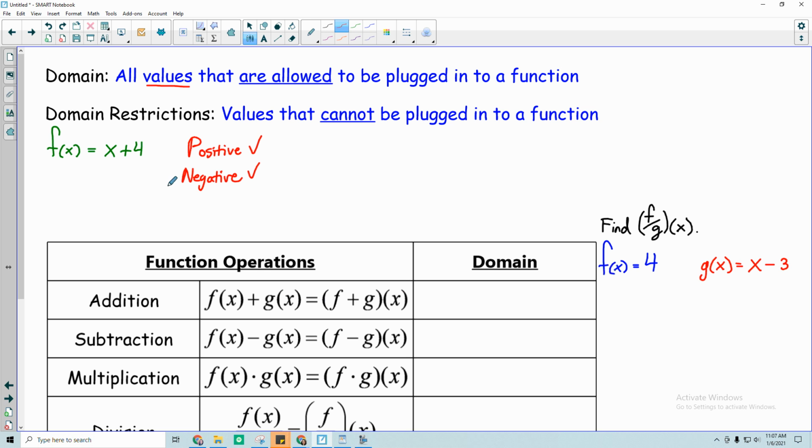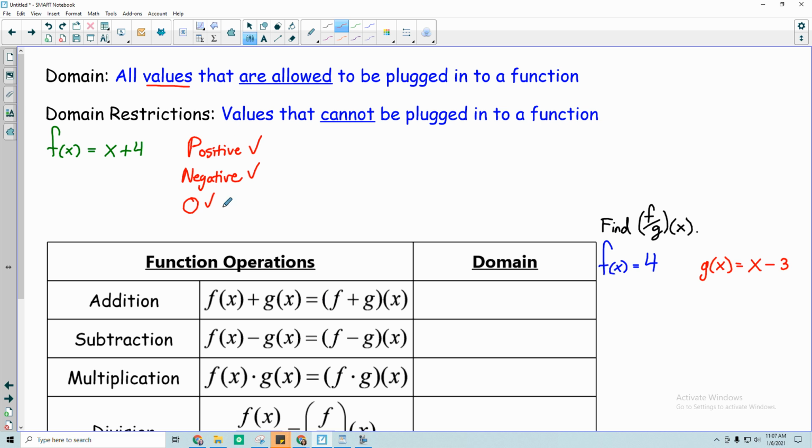And then the very last test you're going to run is 0. Can you plug in 0? So I plug in 0 right now, and I get an output of positive 4, right? No issues there. That's totally fine. 0 works out great. Okay.